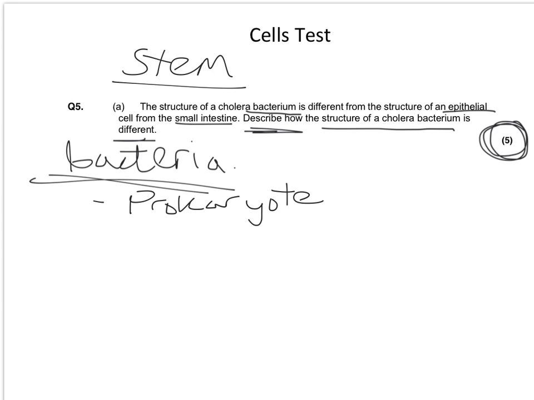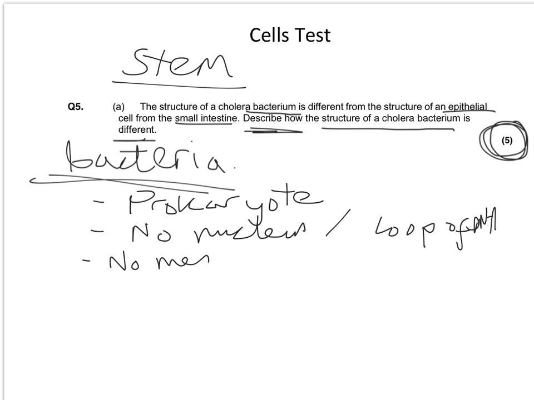And then in terms of the structures, you can say that basically no nucleus. That's one of the points. Okay, or you can say a loop of DNA, which is the plasmid. Okay, you could mention that there are no membrane-bound organelles.